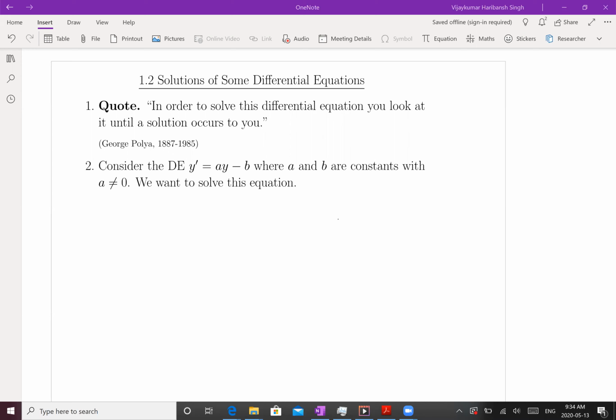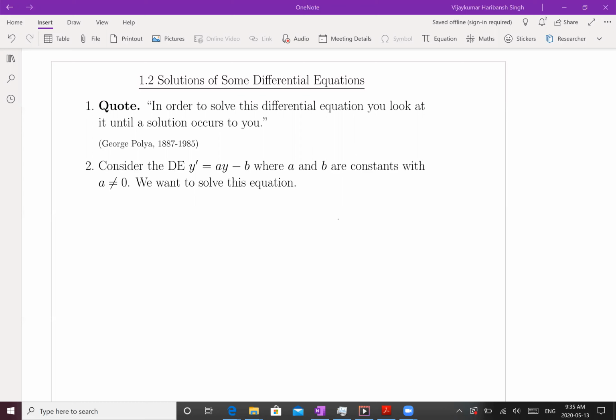Welcome students. Today we are going to discuss solutions of some differential equations. Before we proceed, it's worth looking at this quote by George Euler. He was one of the big shots of his time. He was involved in numerical methods, but more importantly, combinatorics and number theory. So let's try to look at the quote.